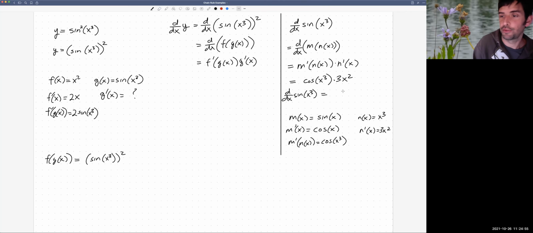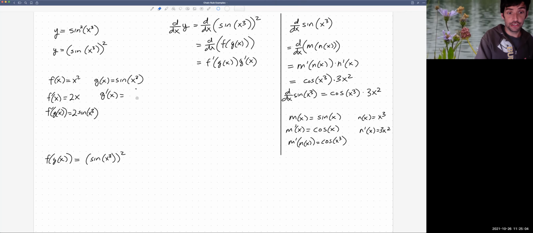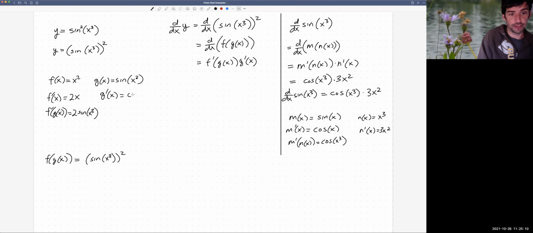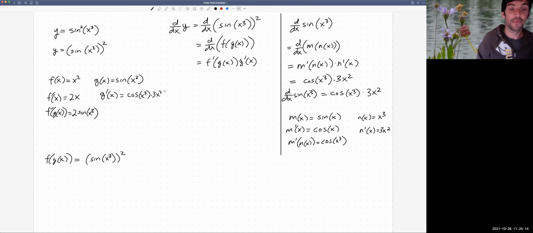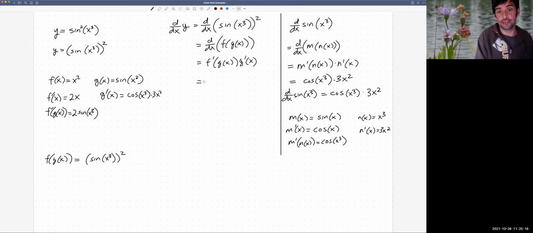Sorry, just realized I want to be a little clearer about what we're doing next. Okay, that is g prime of x, right? That's what g of x was, sine of x cubed, and there's the derivative. So now I know this derivative is cosine of x cubed times 3x squared. So now I have everything I need to write this derivative.